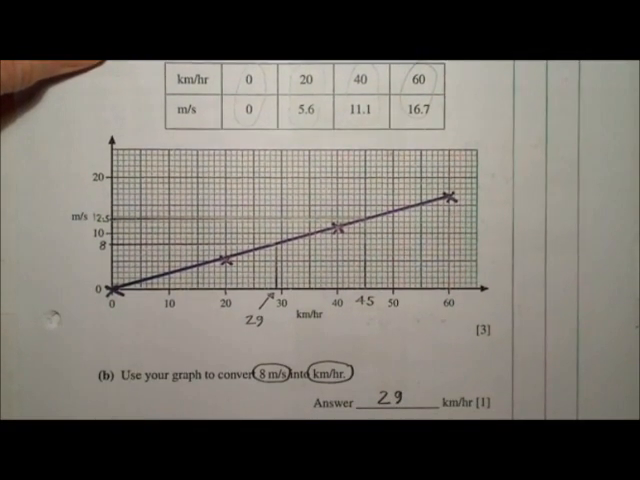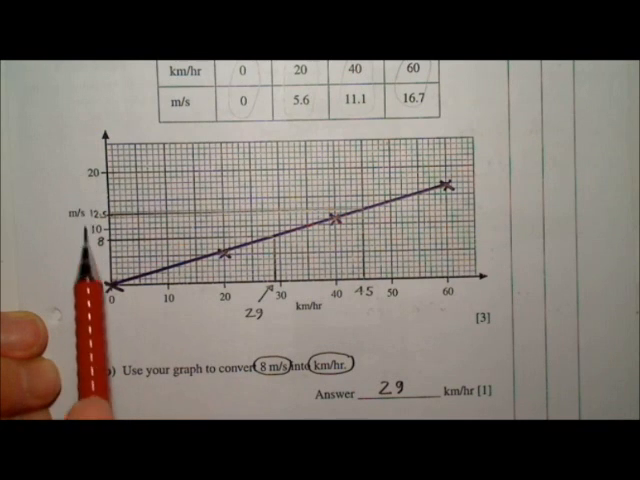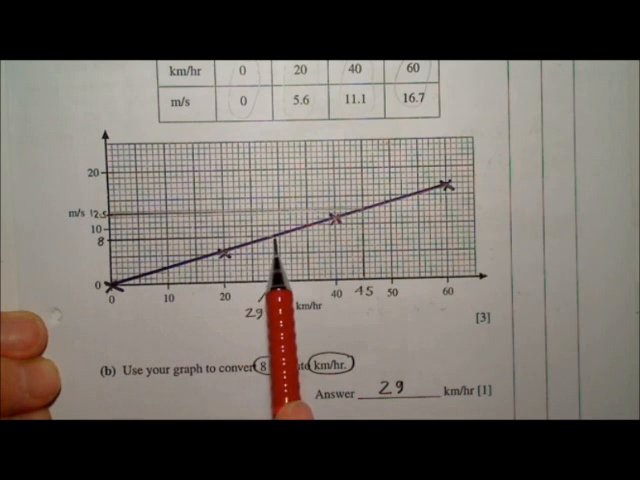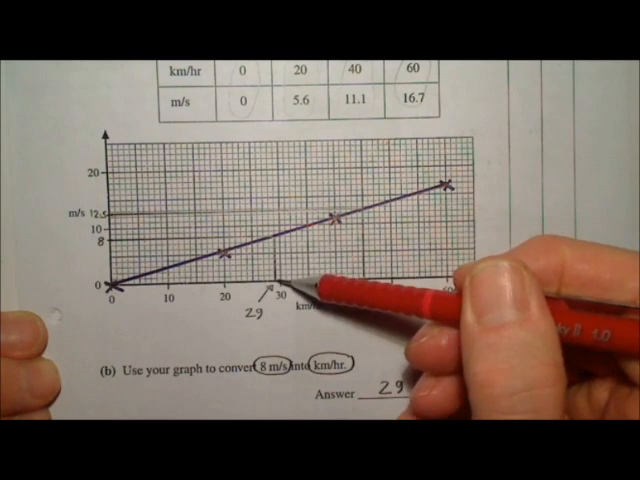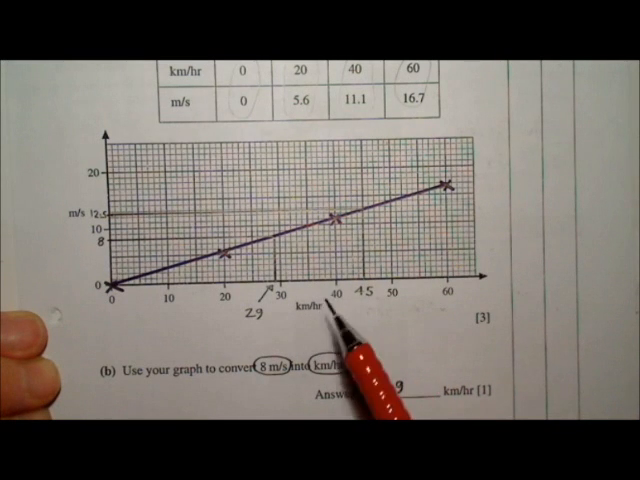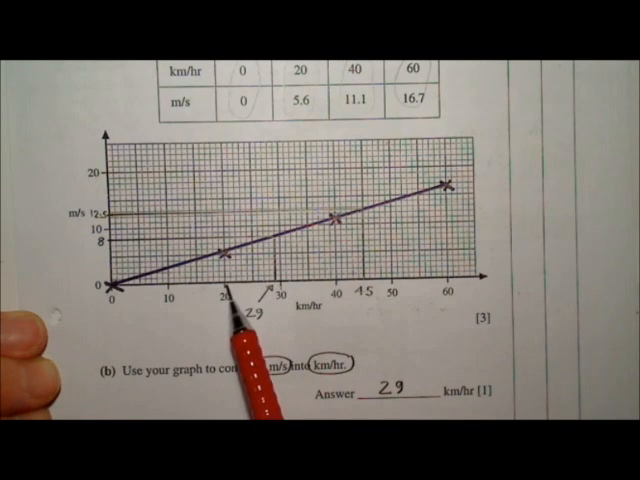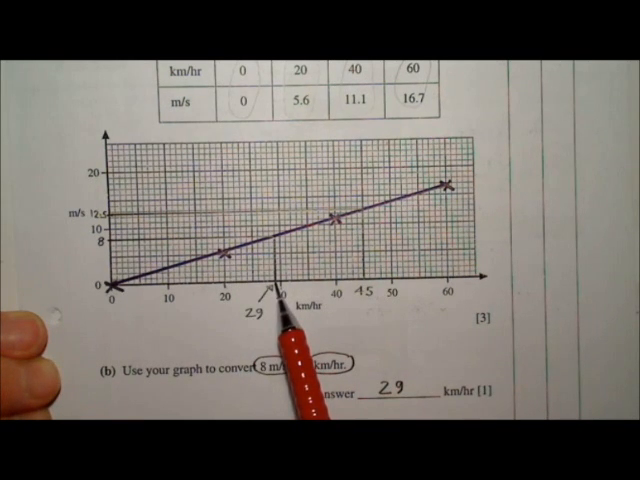And then part B says use your graph to convert 8 meters per second into kilometers per hour. So hopefully you know then we're going to go to the meters per second axis, which is the vertical axis, go along to 8. And you can use a ruler to draw a line over to your conversion graph and then down to the horizontal axis to read off kilometers per hour. Okay, hopefully you can see from 20 to 30 there's 10 little divisions, so each division is 1, so that means that's 29. So the answer is 29 kilometers per hour.